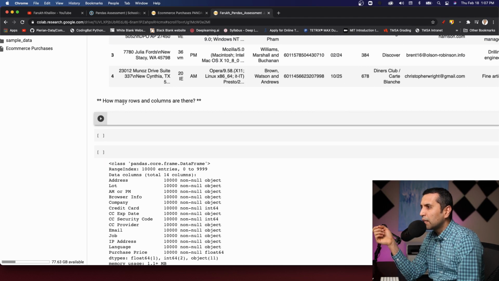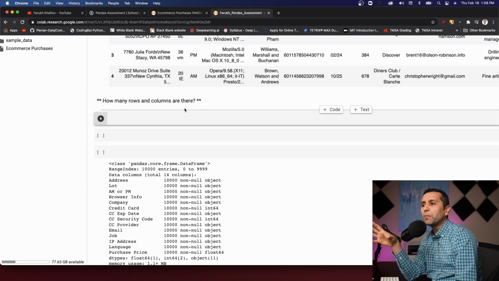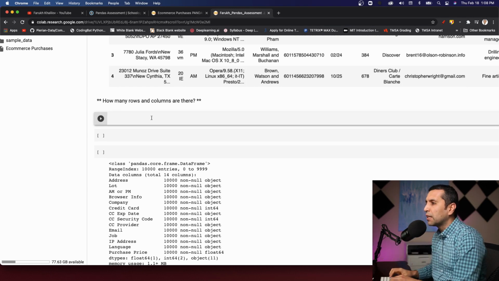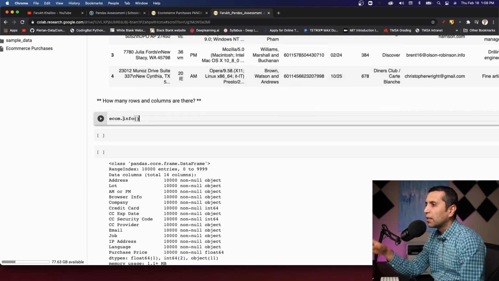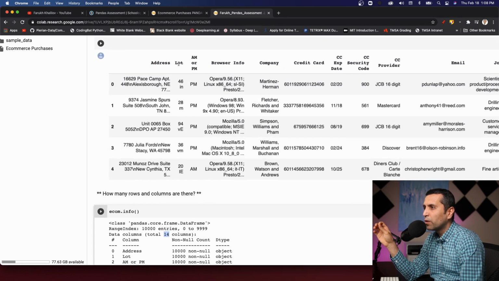So the next one is it's asking, hey, how many rows and columns we have in our data frame. What I need to do is I will go ahead and say ecom and info. So info is a function. Let me just run it. And perfect. So right now I have some information here. It says that I have 10,000 rows. So I have 10,000 entries, and I have a total of 14 columns. You see that is column 1, 2, 3, 4, 5, and all columns are here.